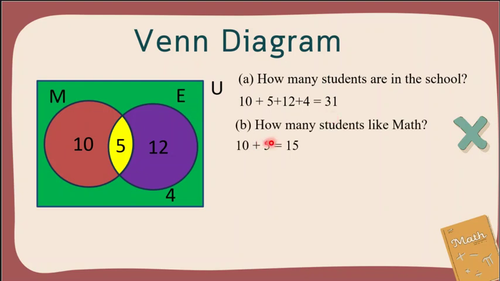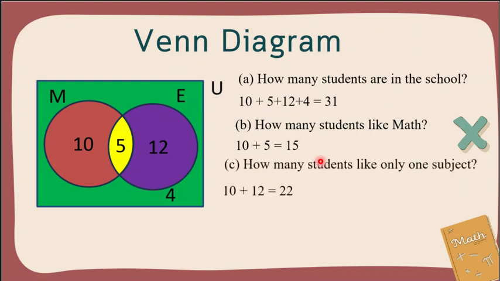The second question, how many students like maths? We have to be careful here again because it said how many people like maths, not maths only. Now the people who like maths are everything that is part of the circle M. And so these are 10 and then 5, because these people too like maths as well. So the people who like maths are 10 plus 5, which is 15.